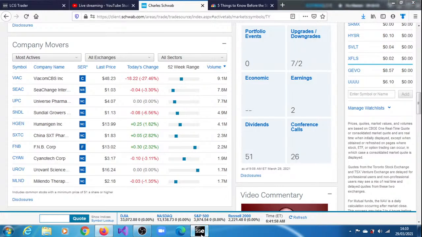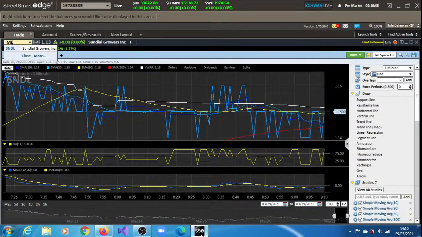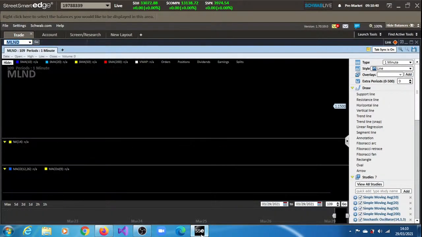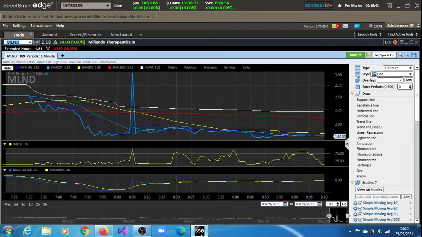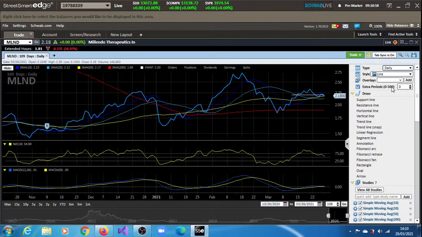MLND, let's see. Milendo Therapeutics is down 16.97%. I think that is interesting. Let's have a look and see what the daily chart is saying.